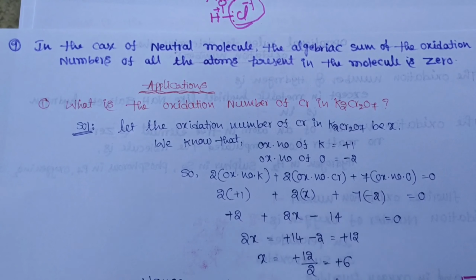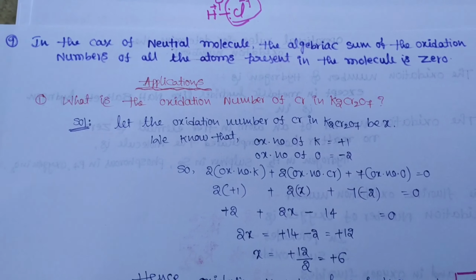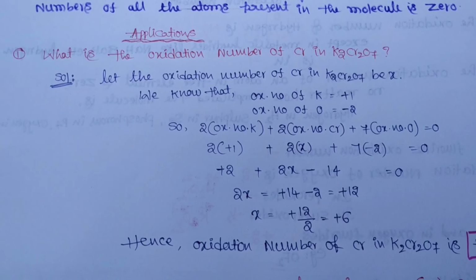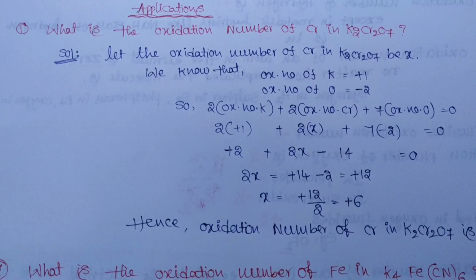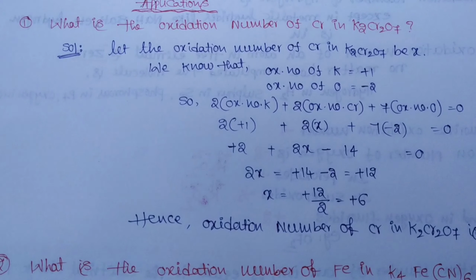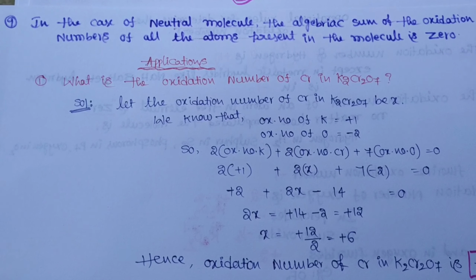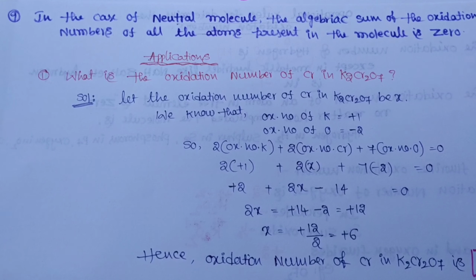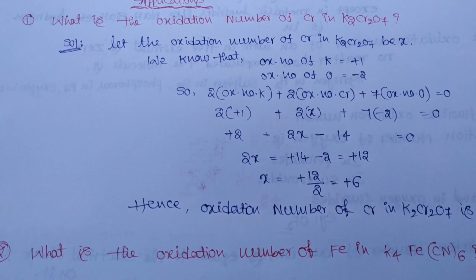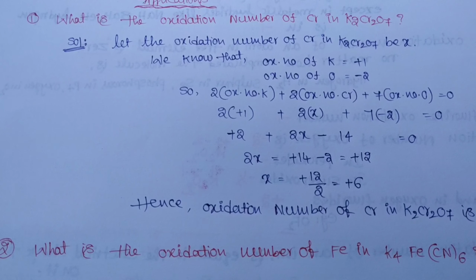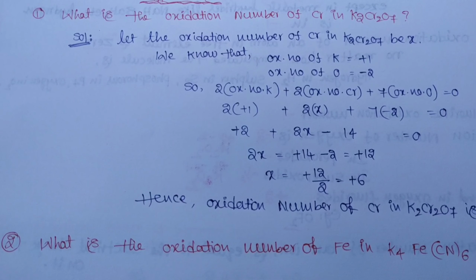Okay, now we can see some examples. So how to find out oxidation numbers in molecules or compounds. So see question number 1, what is the oxidation number of chromium in K2Cr2O7? So here you have to remember the last rule, rule number 9. In the case of neutral molecule, the algebraic sum of the oxidation numbers of all the atoms present in the molecule is 0. So based on that rule, in K2Cr2O7, the sum of all the atoms' oxidation numbers is equal to 0 because no charge is present on K2Cr2O7, right?